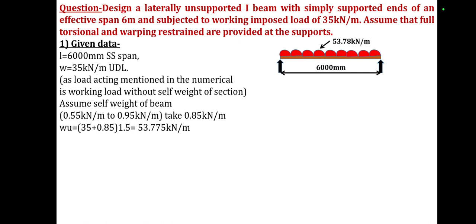Hence the ultimate load will be calculated by taking the sum of 35 plus 0.85 and multiplying it by the factor of safety 1.5. Hence this value comes to 53.775 kilonewton per meter, and this is the UDL acting over the span of the beam.